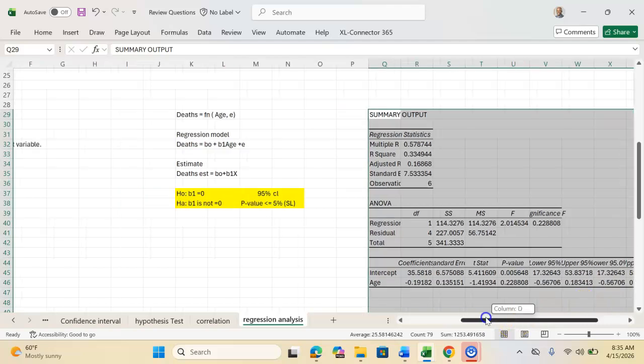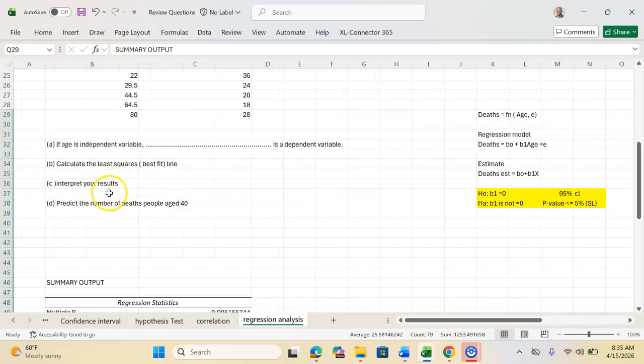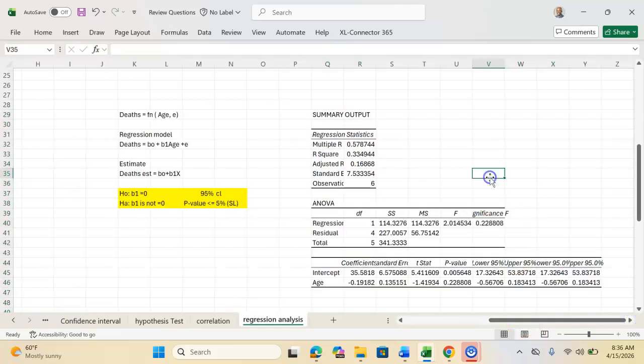The next question is to interpret your results. We will start with multiple R, which is the correlation between the estimated values and observed values.